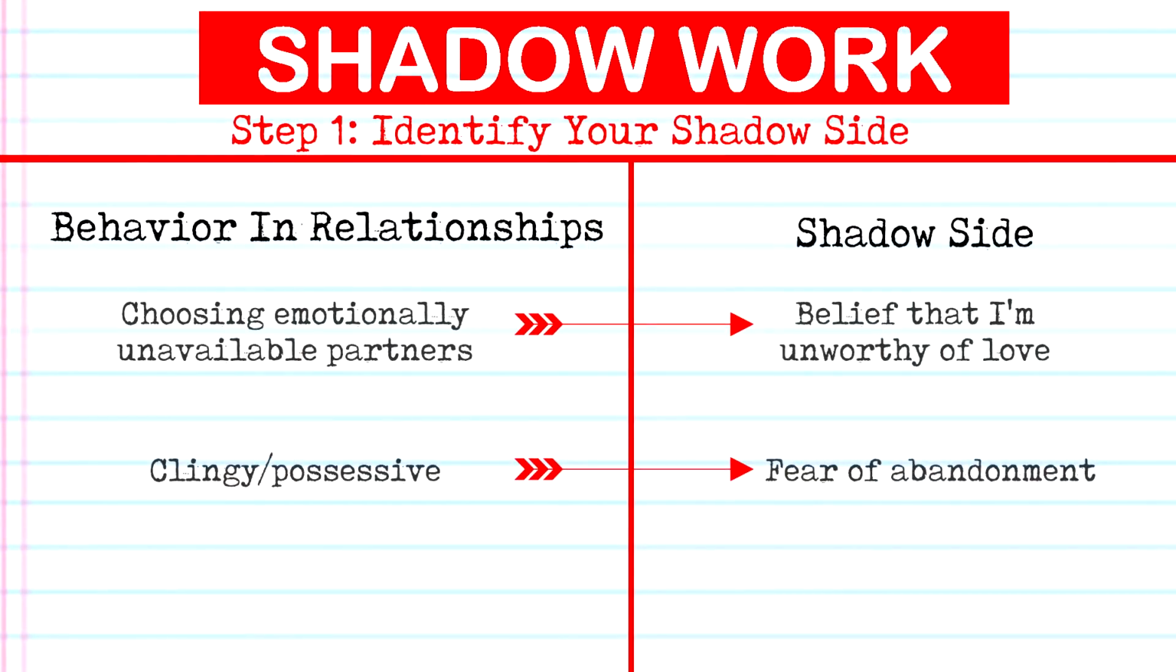So when I sat and thought about this, I'm just like, okay, so another aspect of my shadow side is this fear of abandonment, and that's why I go out of my way for the person that I'm with, even when they're not reciprocating, because I'm afraid of them leaving me. So I've already identified two aspects of my shadow side: the feeling of not being worthy of love, and then the feeling of fear of abandonment.